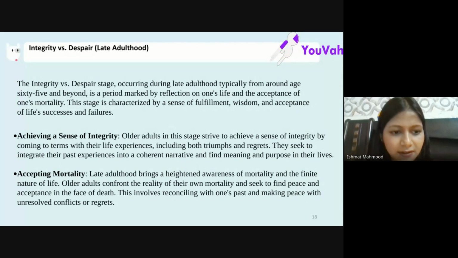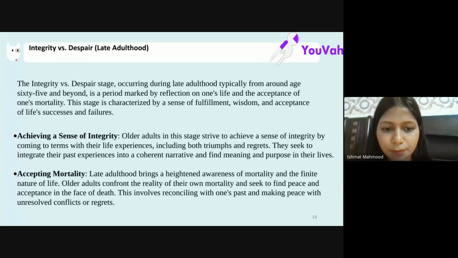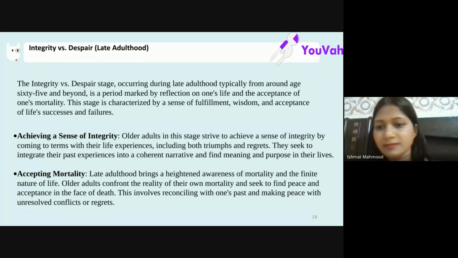Right, it's written here. So accepting mortality: late adulthood brings a heightened awareness of mortality and the finite nature of life. We must have seen Nanaji or Dadaji most of the time, what they do. They have a certain rule for the entire day.